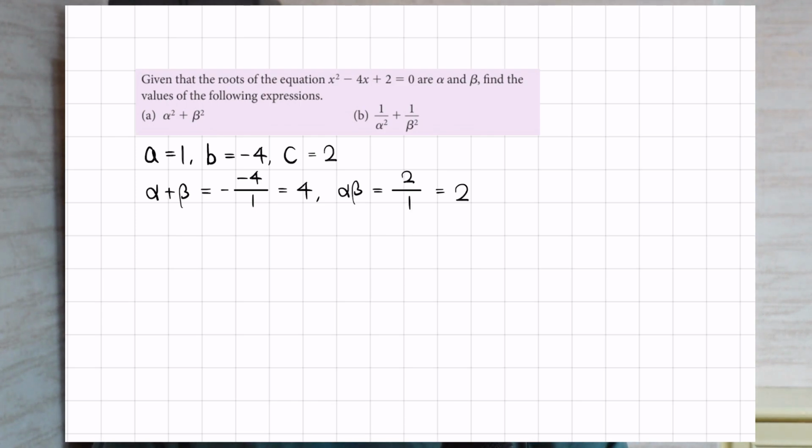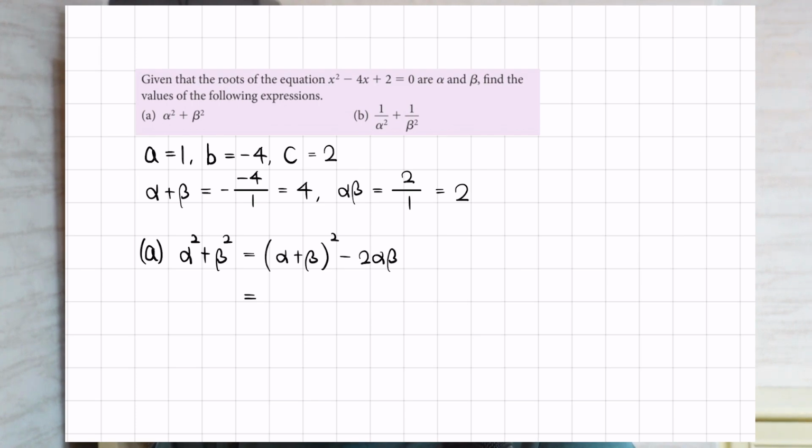Now that we've got the values of alpha plus beta and alpha beta, we can start doing some algebraic manipulation. Notice that alpha squared plus beta squared is actually equal to the square of alpha plus beta minus 2 alpha beta. This is because the square of alpha plus beta is equal to alpha squared plus 2 alpha beta plus beta squared. If we subtract 2 alpha beta from it, it would then become alpha squared plus beta squared. So we already know the value of alpha plus beta, which is 4, so this is 16, minus 2 times alpha beta, which is 2 times 2, so that we can obtain the value of alpha squared plus beta squared.